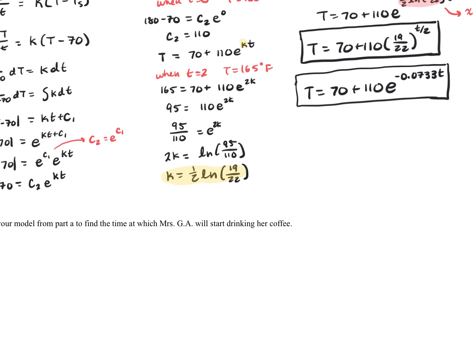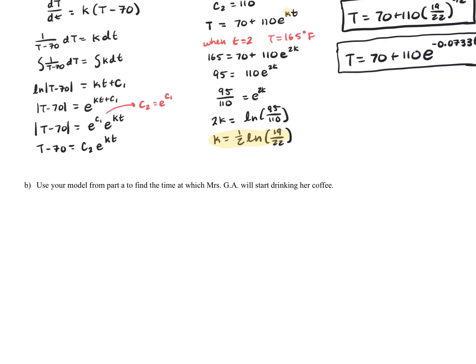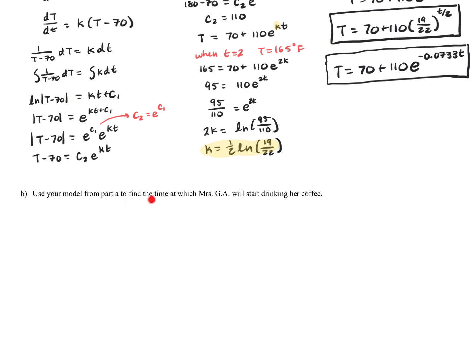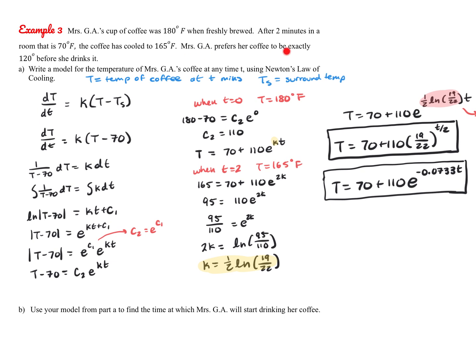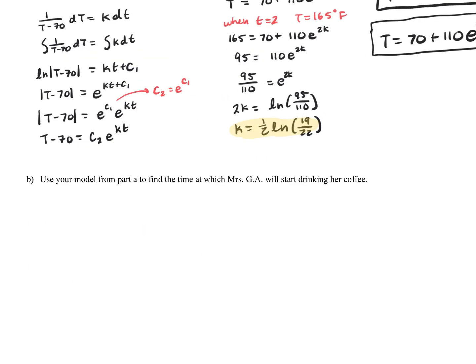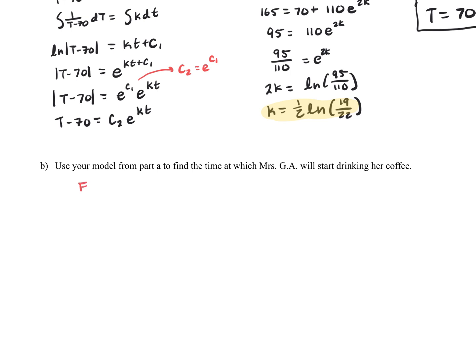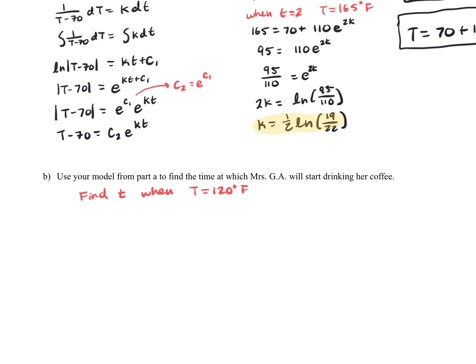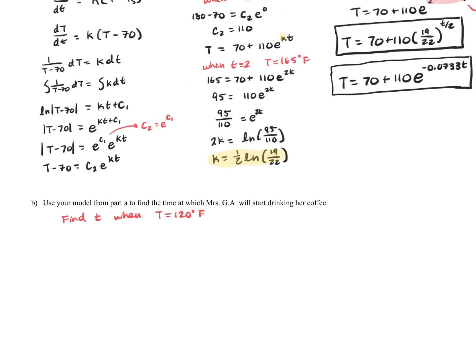So now that we have our model, we can go and try to answer part B. We want to find the time at which Mrs. J will start drinking her coffee. And it says in the prompt that Mrs. J prefers her coffee to be exactly 120 degrees. So we want to find lowercase t when uppercase T is 120 degrees. For this, we could just plug it into our formula. I'm going to use the non-calculator form. I'm going to use this one. So remember, I'm substituting uppercase T with 120.